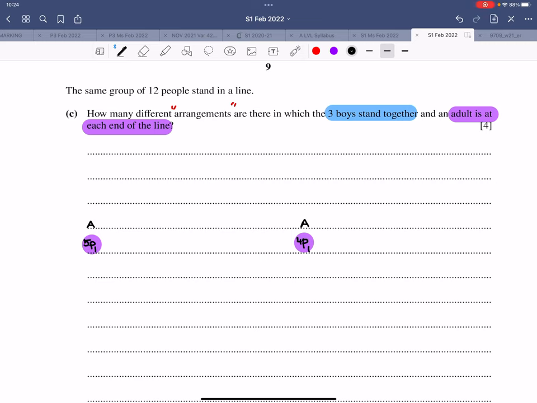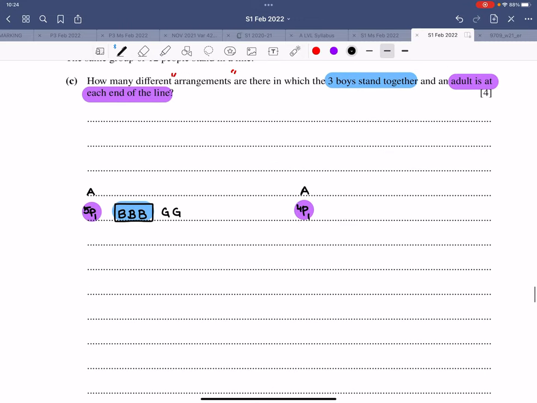What else is there? The 3 boys stand together. So put the 3 boys in a box. This is a box of 3 boys. This is a boy, this is a boy, this is a boy. How many girls are there? Let me double check. Girls are 4. 3 adults are left. So therefore, this is 1, 2, 3, 4, 5, 6, 7, and the box makes 8. That is 8 factorial for these. What is happening inside the box? That is 3 factorial for the blue box, for the boys.